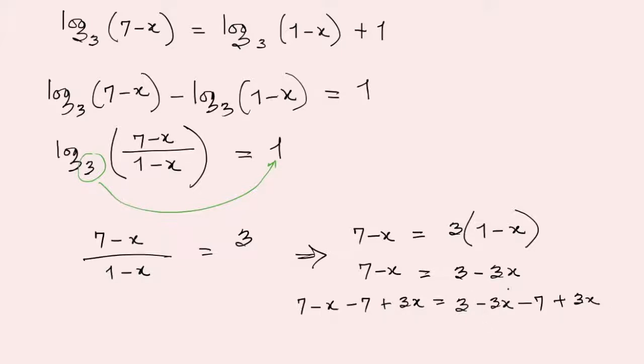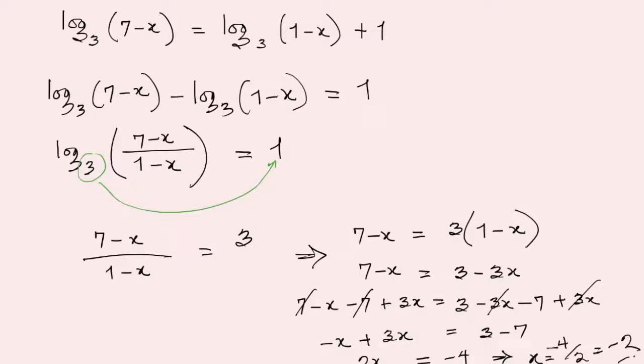So 3x cancels 3x and we have 3 minus 7. 7 cancels 7 and we have minus x plus 3x. And minus x plus 3x is equal to 2x. And 3 minus 7 is equal to minus 4. So there we have that x is equal to minus 4 over 2, which is equal to minus 2. And that's our final answer.